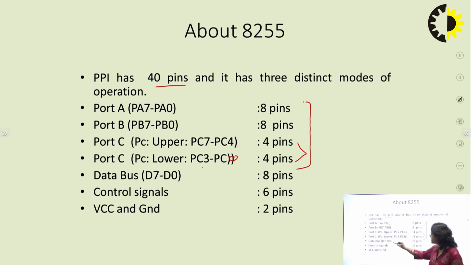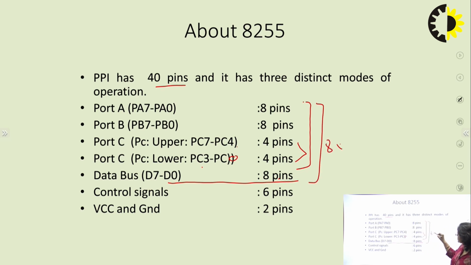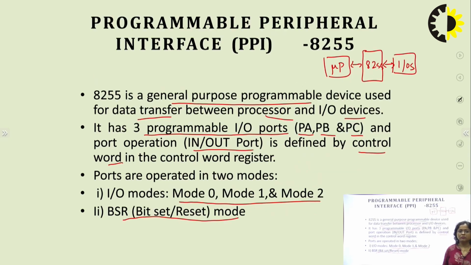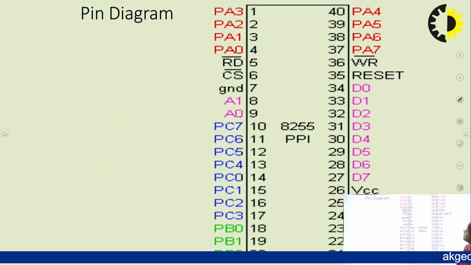Then the next 8 bits are the data bus bits. The data bus of the microprocessor is connected to these D0 to D7 pins. So these total 8 into 4, that is 32 pins. 2 pins are used for supply, that is VCC and ground, and the remaining 6 pins are used for control signals, that is read, write and so on. So this is the pin diagram of the 8255 IC.